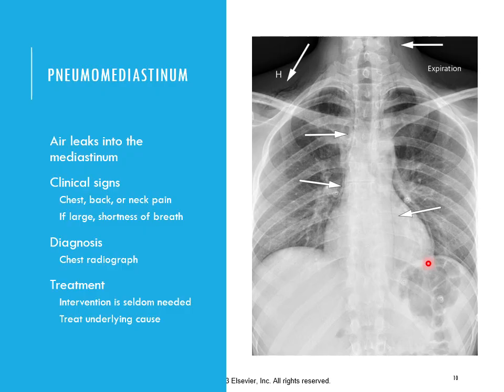Clinical signs are chest, back, or neck pain, and if it's a very large pneumomediastinum, they may be extremely short of breath. Diagnosis is with a chest x-ray as seen here, and intervention usually isn't needed. They usually need to treat the underlying cause of a pneumomediastinum. It's often caused by chest trauma, including endotracheal and esophageal procedures, mechanical ventilation with high pressures causing barotrauma, or thoracic surgery. It can also be the result of underlying pulmonary disease like asthma.